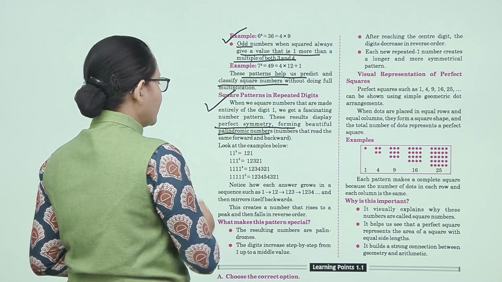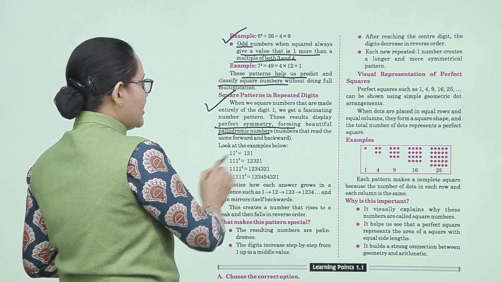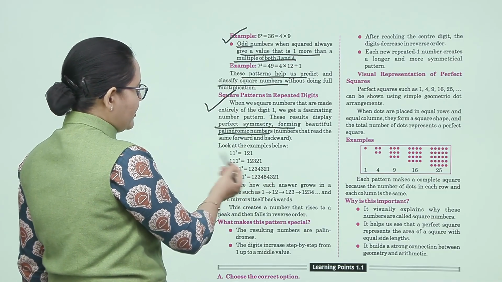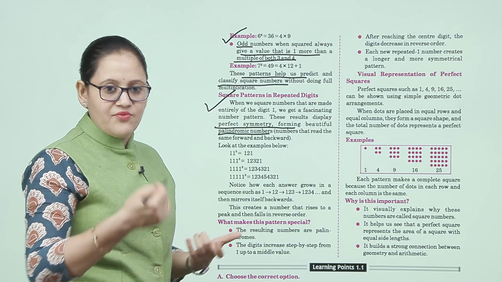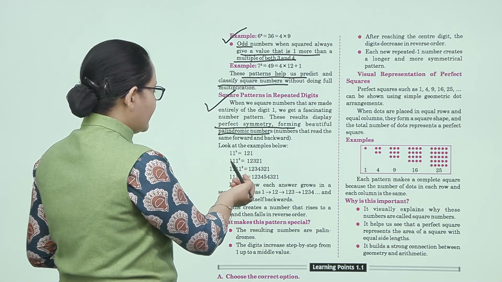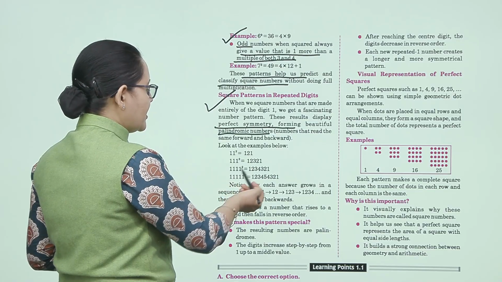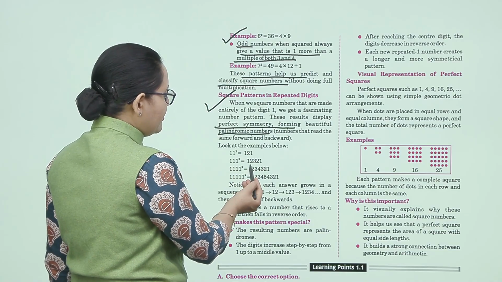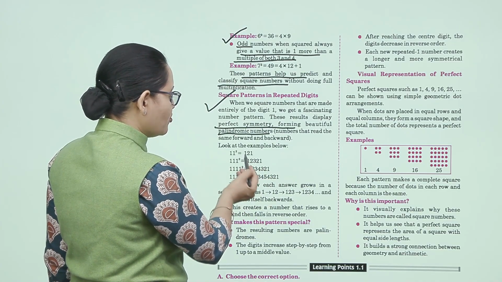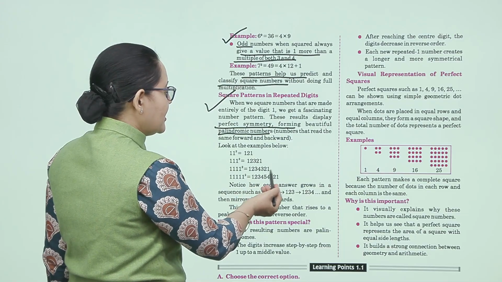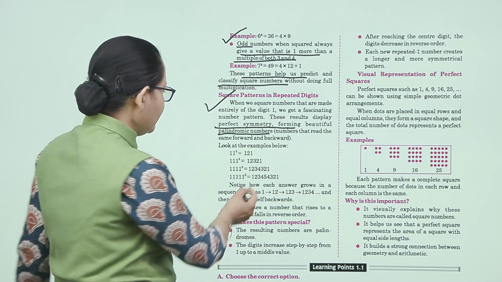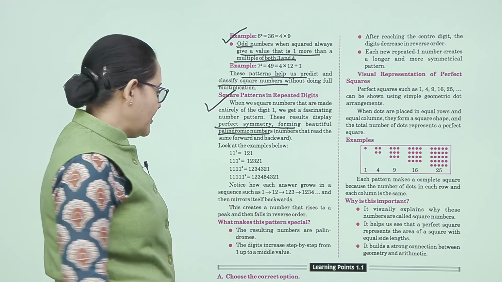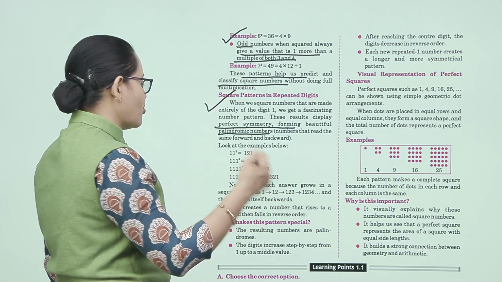The square of 11 is 121. The square of 111 is 12321. Every time we increase one more 1 in the number, like 11, 111, then 1111, 11111, you will see the pattern: 121, then 12321, then 1234321, then 123454321. Clear? So, notice how each answer grows in sequence.